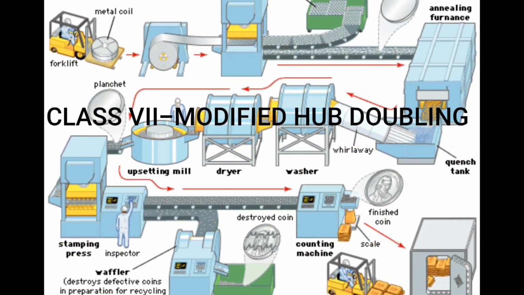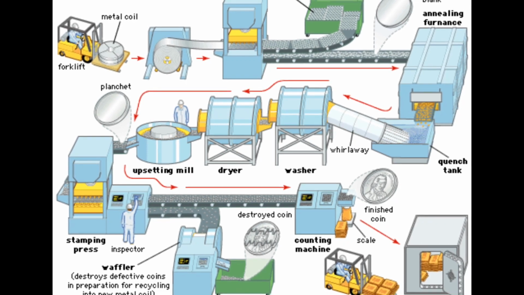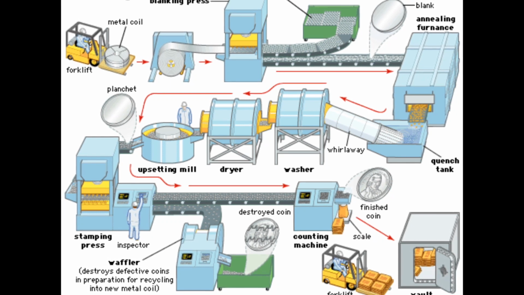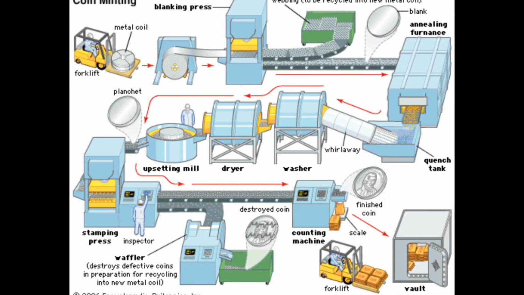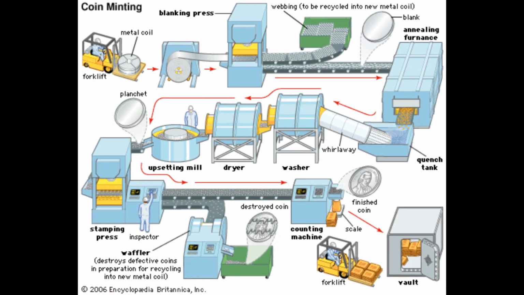Class 7, Modified Hub Doubling. This class of doubling is caused when an errant part of the design is ground off a hub in an effort to replace it. If the errant portion of the design is not ground off completely, it will leave its mark on any die created from the hub.